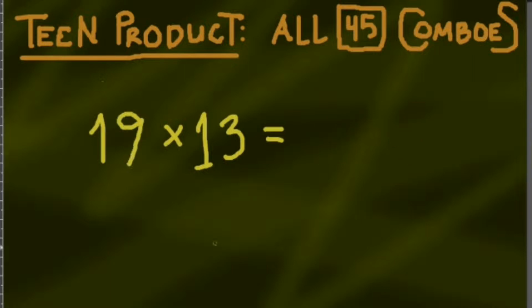19 times 13. This becomes 7. 19 plus 3 is 22. Plus 2 is 24. Then 247.